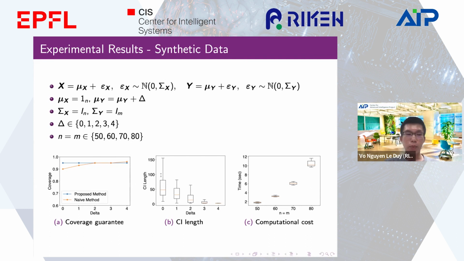The result in the middle plot indicates that the larger the true distance between the source instance and the target instance, the shorter the interval that we obtain. Here delta represents the true difference between the source instance and the target instance. And finally, the result in the right plot shows that the proposed method also has reasonable computational cost.